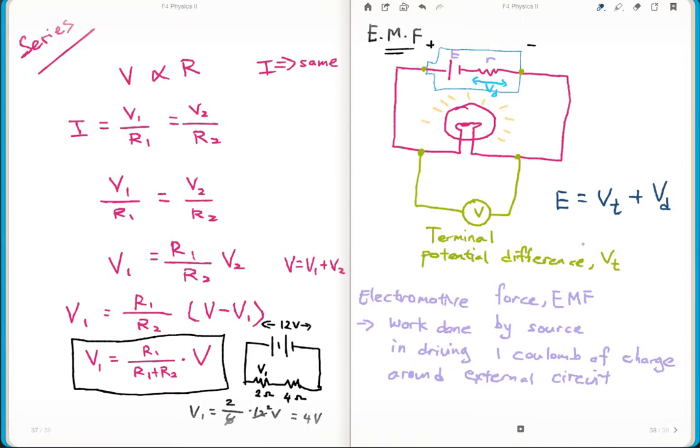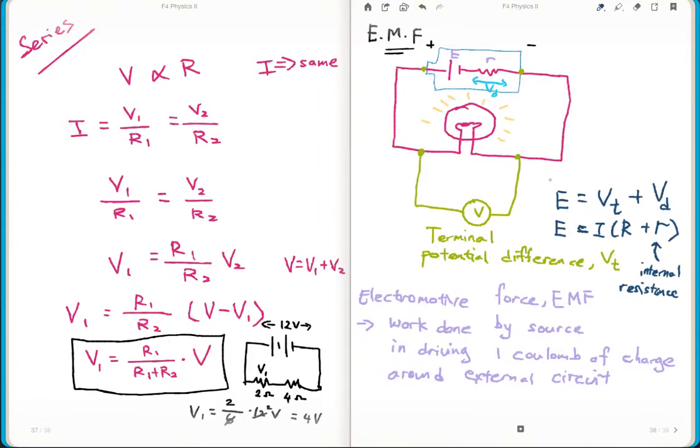In some books or references, they rewrite this as E equals I times (R external plus r), because the current is the same, the amount of electrons that pass through here, and the internal resistance is the same. So therefore there will be I. This is R external plus small r, the internal resistance. That's basically all about this EMF.